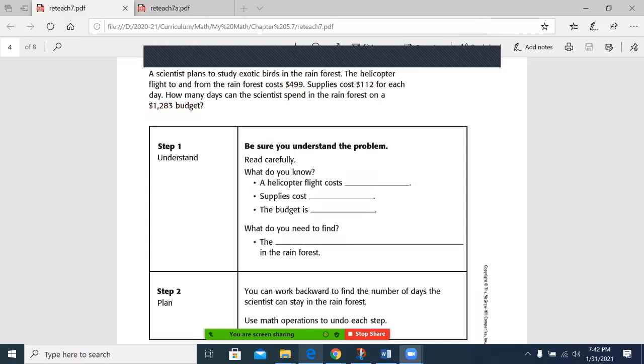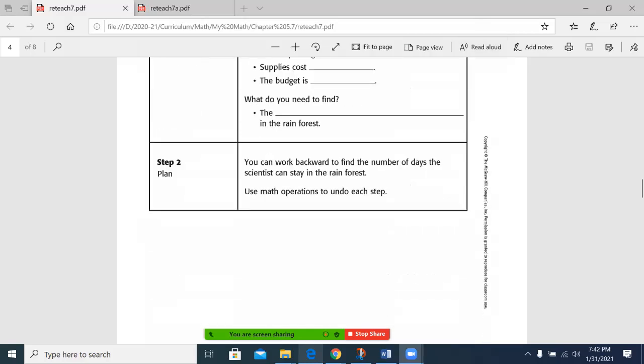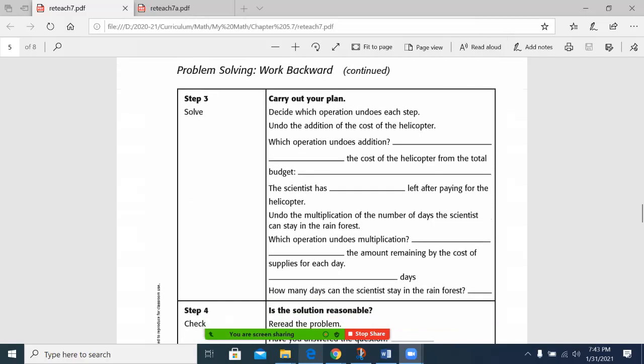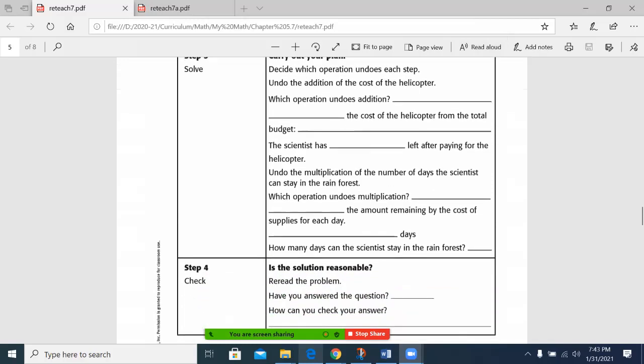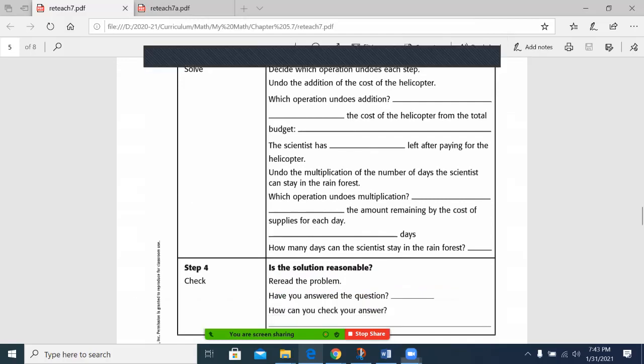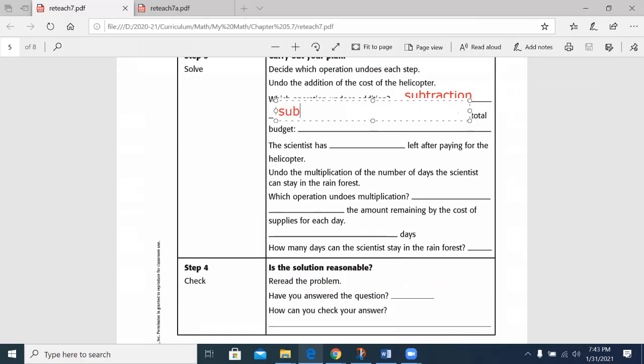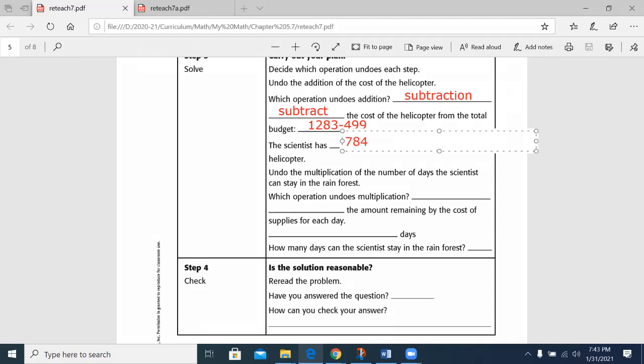Our plan, and our plan is the same in every one of these, is we want to undo each step. So what operation undoes addition? Subtraction. So we subtract, and you should write this in as we go, the cost of the helicopter from the total budget, which was $1,283 minus $499. That means the scientist now has $784 left.